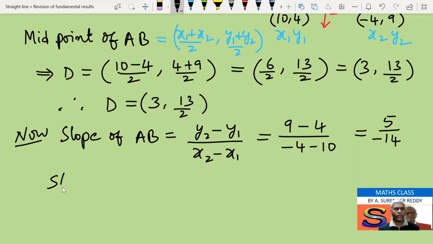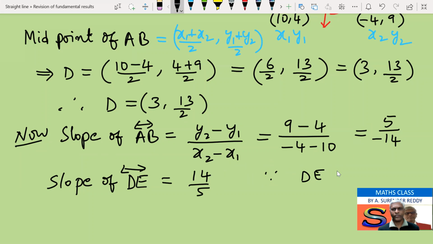Now we want the slope of its perpendicular line. Slope of DE. DE is the perpendicular bisector. It is perpendicular to AB. So reverse that, 5 by minus 14, and change the sign. So the minus sign becomes a plus sign. 5 by 14 becomes 14 by 5.